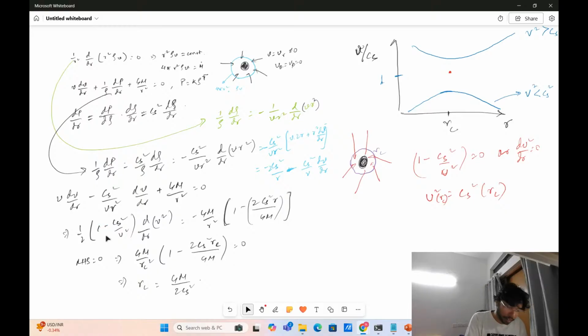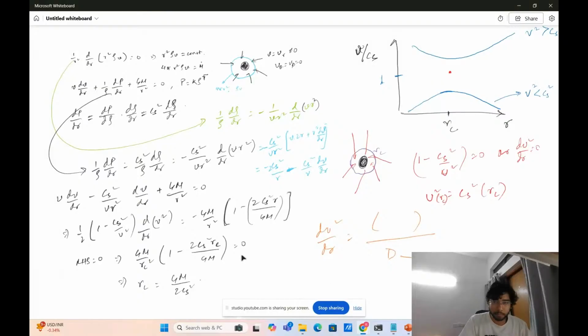So now let's write down dv square dr equals this numerator divided by the denominator. Now this denominator we know is negative, so I just transferred this term to this side. Right? So this denominator we know is negative. Now let's see what about the numerator.